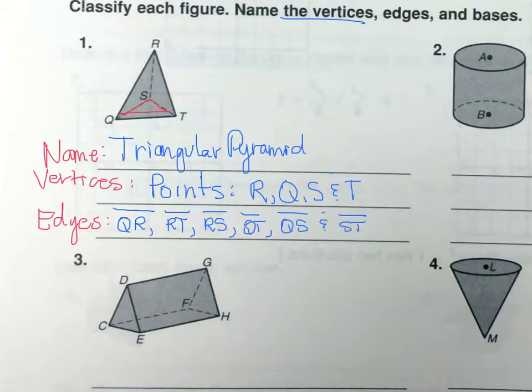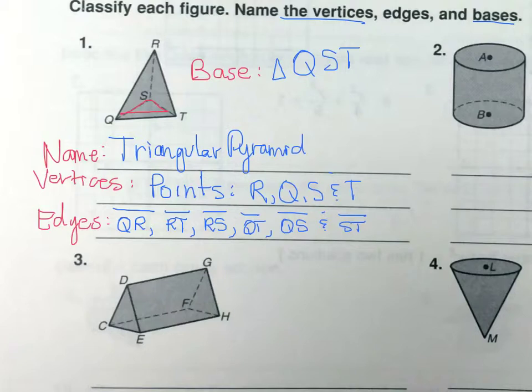Now just name the base or the bases. Wait, ST or TS? It doesn't really matter, because it's the same segment. Now, what's the name of the base? It's a triangle, so we can just use the symbol. Whenever you have a symbol for that particular shape, just use that symbol. So it's triangle QS T. The order of the letters doesn't matter: QST, QTS, whichever way.